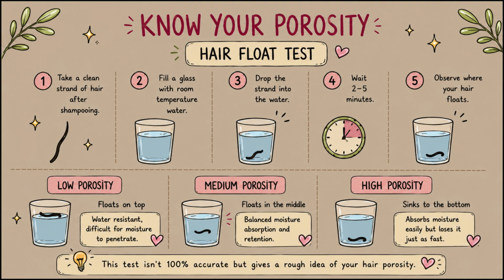Your cuticles are tightly closed, water has a hard time getting in, and product buildup happens easily. If it floats in the middle, that's medium porosity, balanced moisture absorption and retention. And if it sinks to the bottom, that's high porosity. It absorbs moisture easily but loses it just as fast. Now, this test isn't 100% accurate, but it gives you a rough idea of your hair porosity.